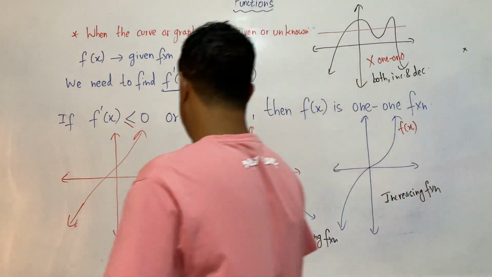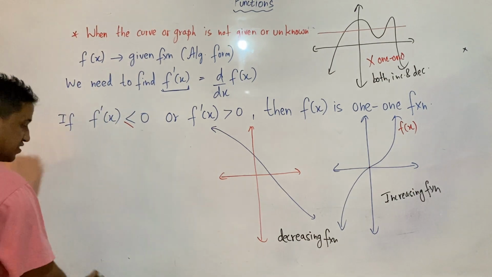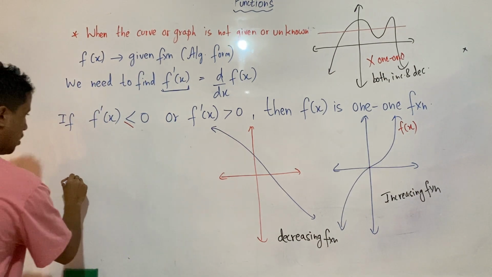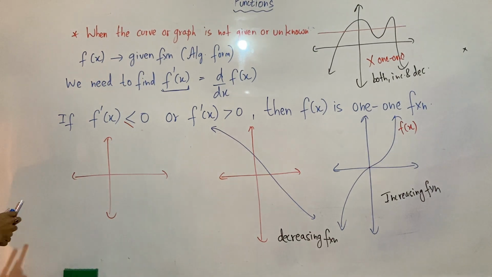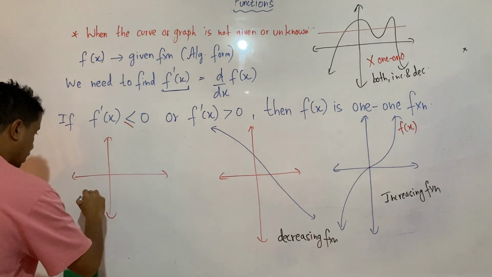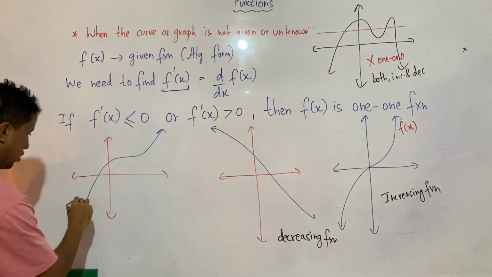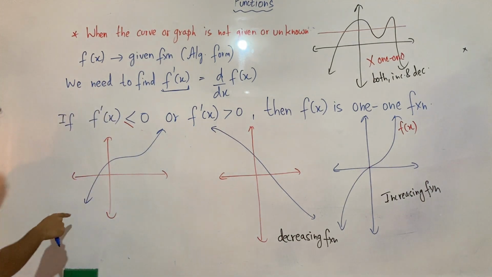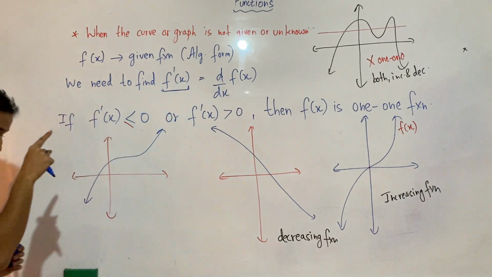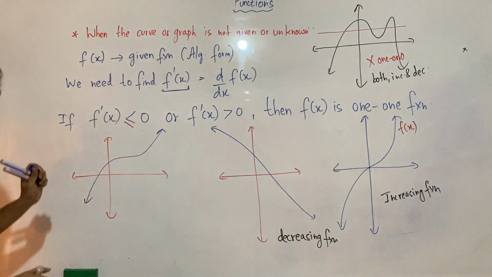What does that mean? Let's say that this is your curve, and here this is the graph. Now see here, we have a problem. This is an increasing function, because if you look at this graph, it's increasing, right? But this is not a 1-1 function.